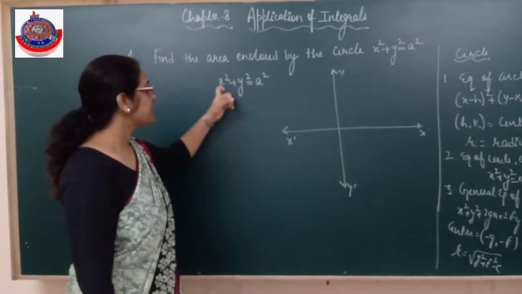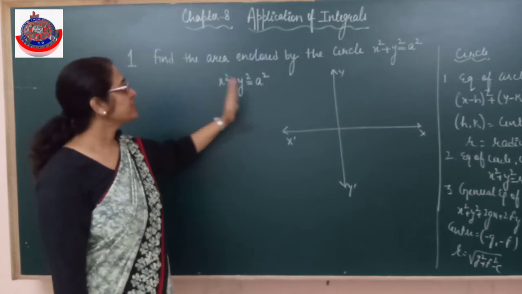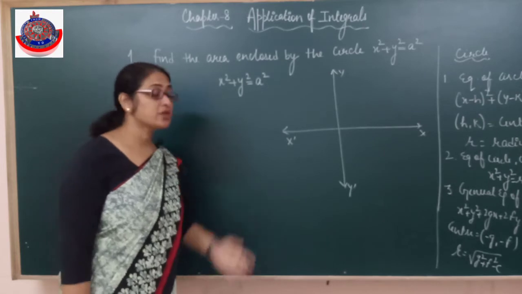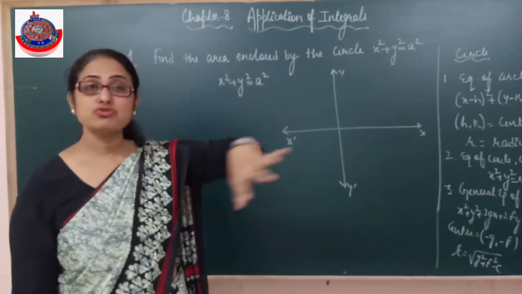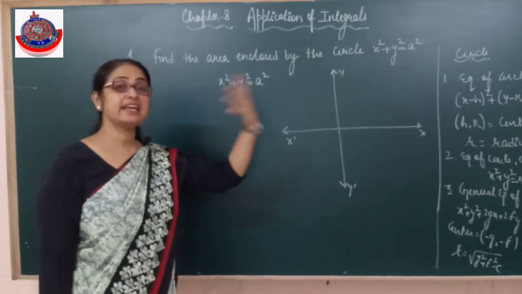Now if you talk about this equation, x square and y square, the points of symmetry which I wrote: if I replace x by minus x, y by minus y, the equation will not change. If I interchange x and y with each other, the equation will not change. That means this curve is symmetrical about the quadrants, and about the line y is equal to x.